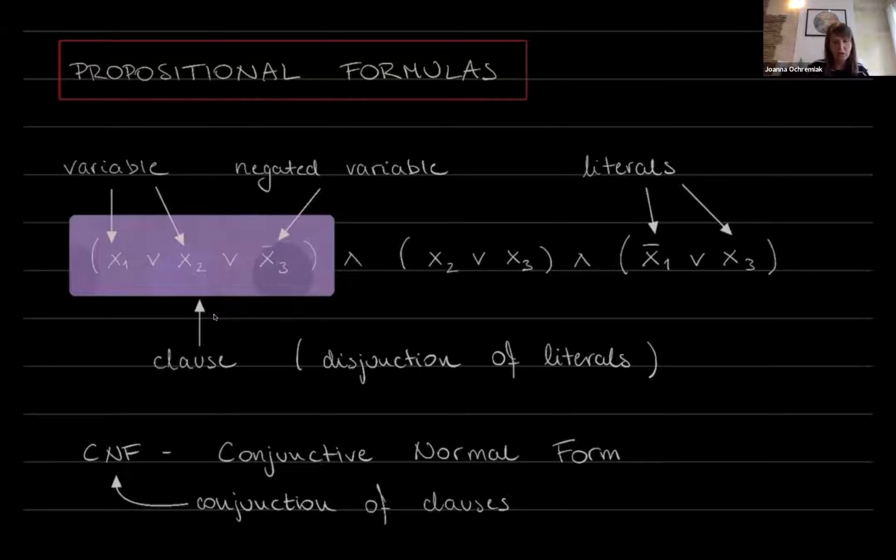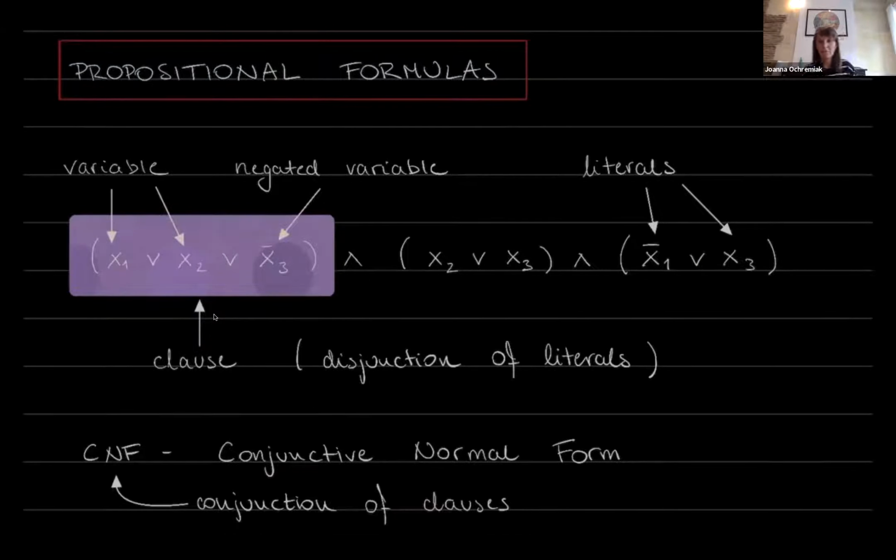So in a propositional formula, we have variables. I will denote a negated variable like this, with a bar over the variable. And then we have connectives, disjunction and conjunction. A variable or a negated variable I will call a literal. And then a clause is just a disjunction of literals.